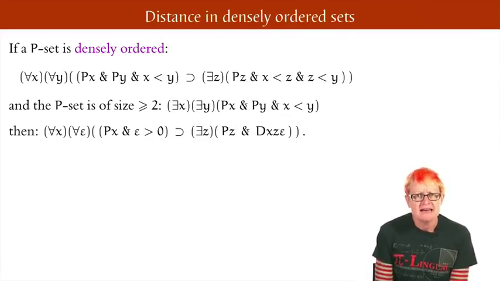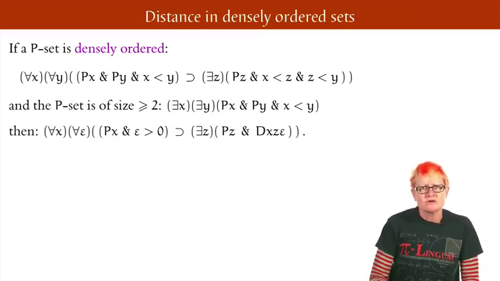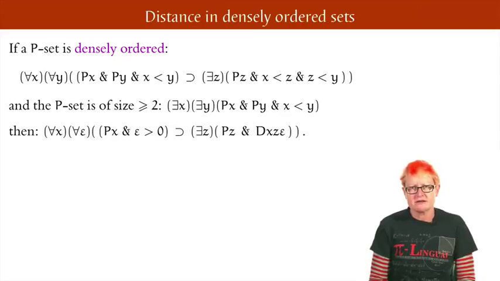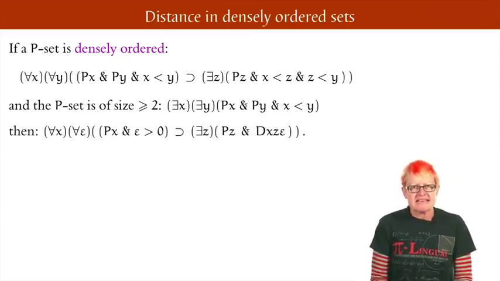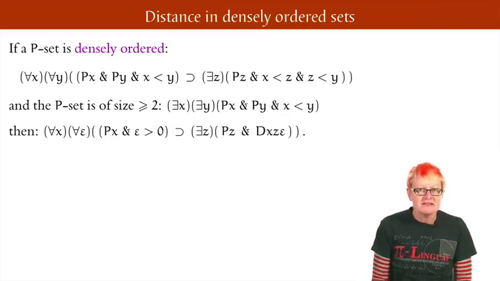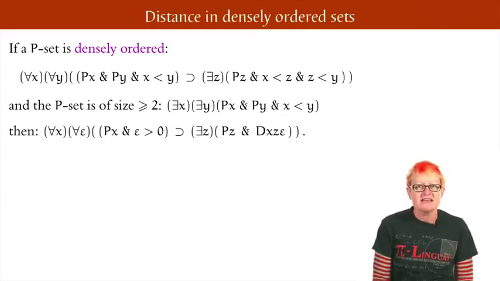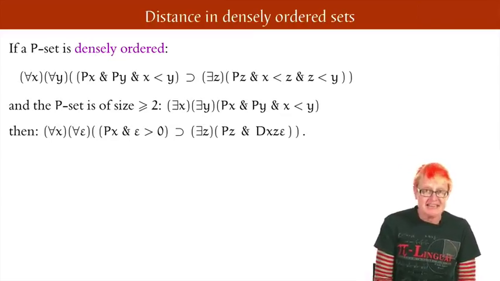Now we want to relate the distance-is-less-than predicate to densely ordered and discretely ordered sets defined by one-place predicates. The first result is that if a p-set is densely ordered and the set has at least two elements, then it satisfies a certain distance denseness property.